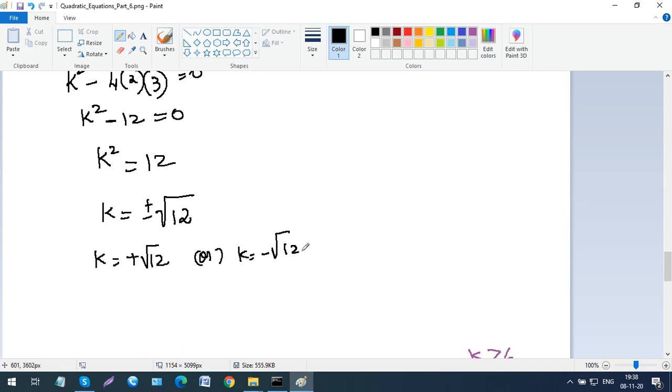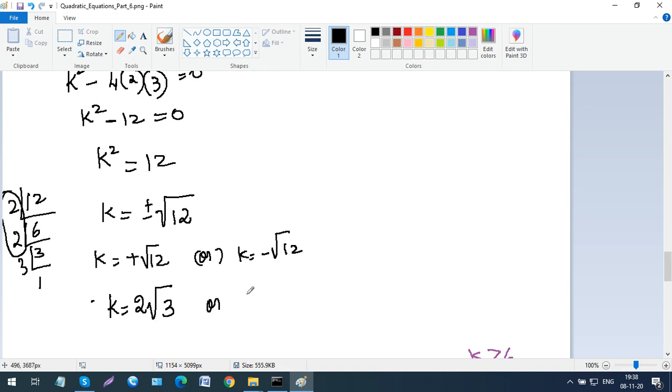Or you can also write it as, if you find the factors of 12, you get 2 6s are 12, 2 3s are 6 and 3 1s are 3. So these two can be paired, and I can write k equals 2, and then the 3 doesn't have a pair, so I can write 2 root 3, or k equals minus 2 root 3.